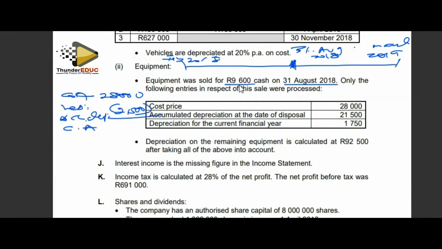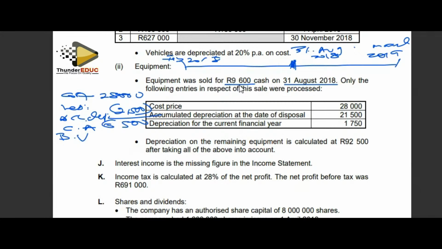Carrying amount is how much? So we need to deduct. Use your calculators, please. So it's 28,000 minus 21,500. So this one gives the carrying amount of 6,500. Okay. Now it means that this was our book value. Carrying amount we can also call it what? Book value on the date of sale. Now, they're saying the asset was sold for 9,600. But the value of this asset in our books was only 6,500.